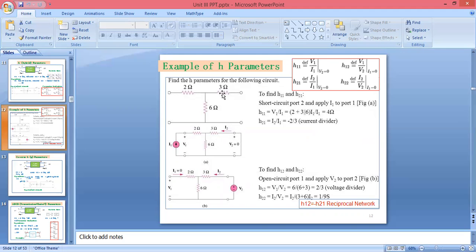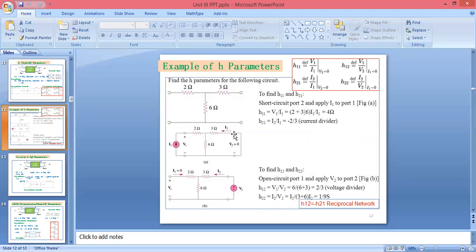What are we supposed to do here? We are supposed to find the H parameters by using these four equations. So to find H11 and H21, when we are supposed to find H11 and H21, at that time we have to consider V2 equal to 0 volts. So what can we do?